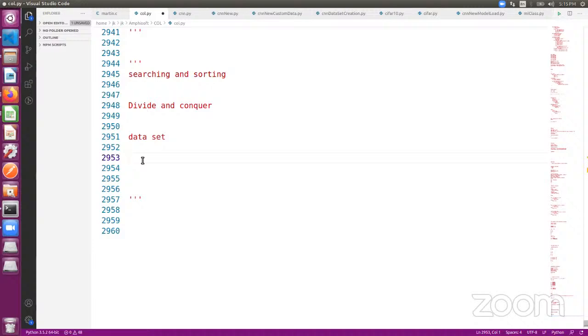Okay, I hope you understood what exactly divide and conquer is. In divide and conquer, the data set is being divided, not the problem. Okay, fine. Now, first, let us see searching algorithms.